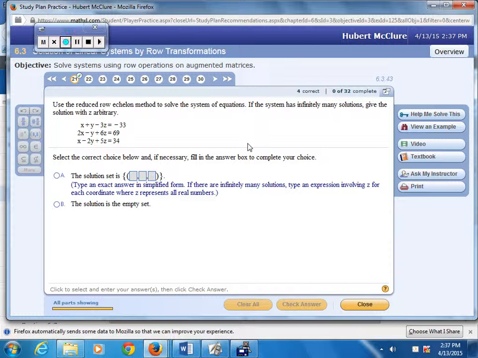Did we do one like that? I don't think we did one with that big of numbers, did we? Go ahead and start it, elementary row operations, while I go downstairs and get a stylus. Shouldn't take you more than 30 minutes.